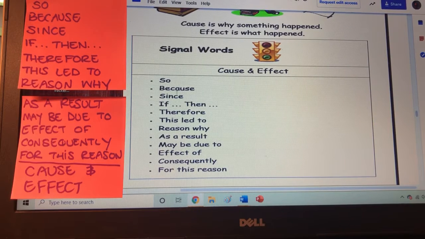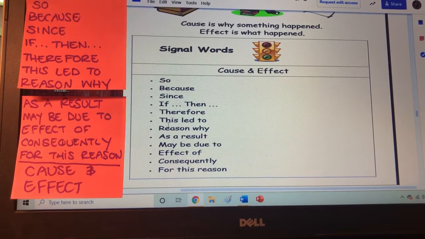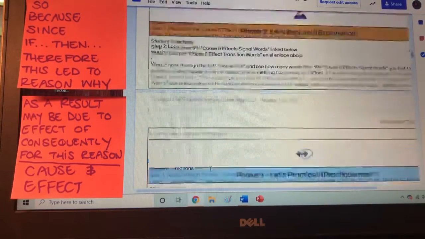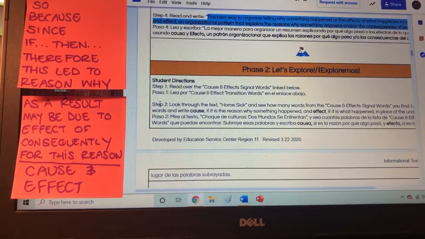So here are our signal words: so, because, since, if, then, therefore, this led to, reason why, as a result, due to, effect of, consequently, or for this reason. Check. Now, phase 2, step 2.